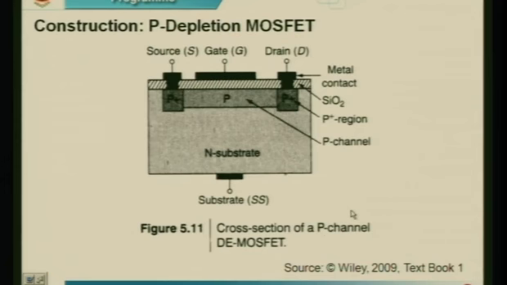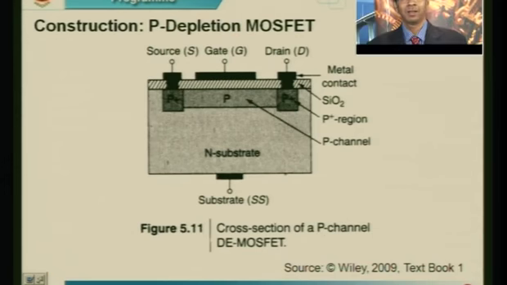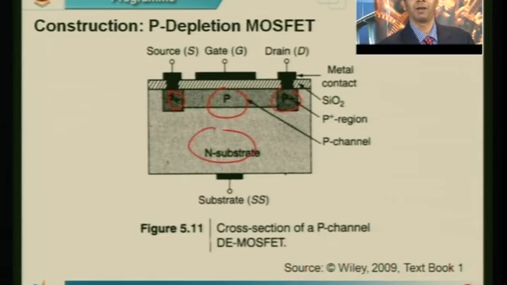This is now a P-type depletion MOSFET. So what is the only difference here? The channel previously was of N-type, now the channel will be of P-type. The source and drain will be of P+. They are heavily doped, whereas the P channel that is formed is moderately P-type. Rest all will remain the same. The difference is that previously you had a P substrate, now we are going to have an N-type substrate.